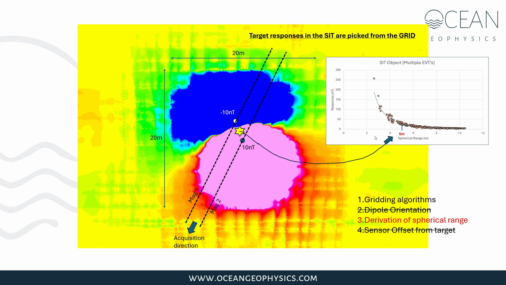So let's say 5 meters. And the difference between the maximum total field residual at the peak and the minimum total field residual at the trough becomes the response. In this case, 10 nanoteslas minus -10 nanoteslas is 20 nanoteslas.